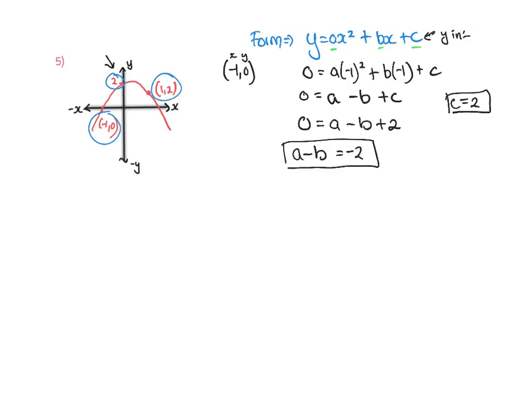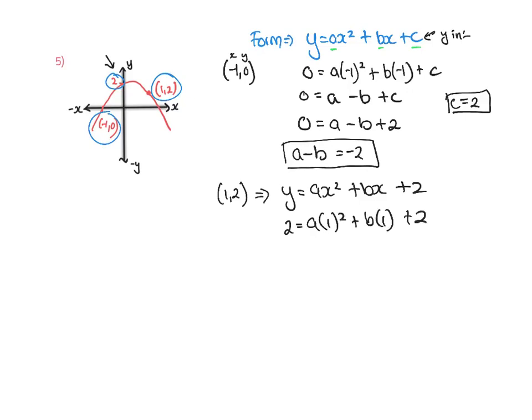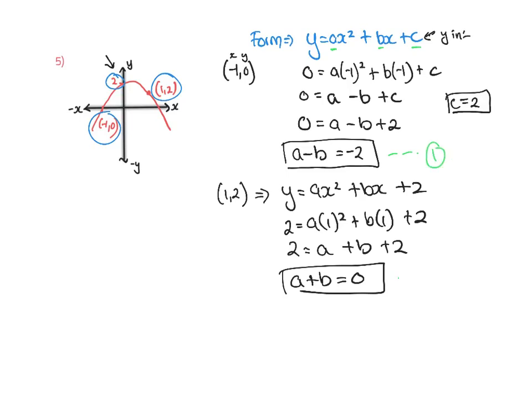Alright, now I'm going to use the point 1 and 2 and pop it into our equation. So ax squared plus bx, and I'm going to write plus 2 because we know that's 2. So when I sub that in, I've got 2 equals a times 1 squared plus b times 1 plus 2. Okay, so just expand that, it's a plus b plus 2, and if I rearrange that, the 2s cancel out, so I've got a plus b equals 0. So because I have 2 equations now with 2 unknowns, I just solve them simultaneously.